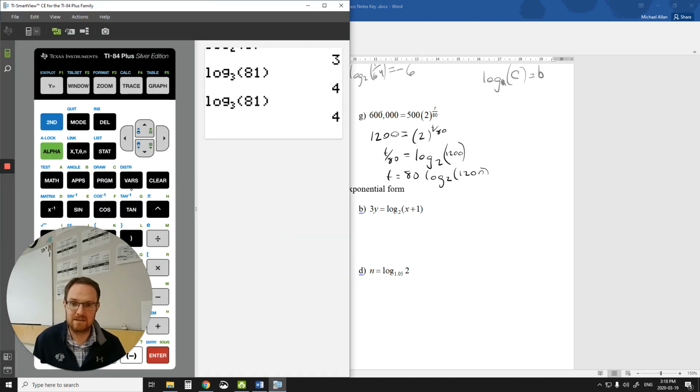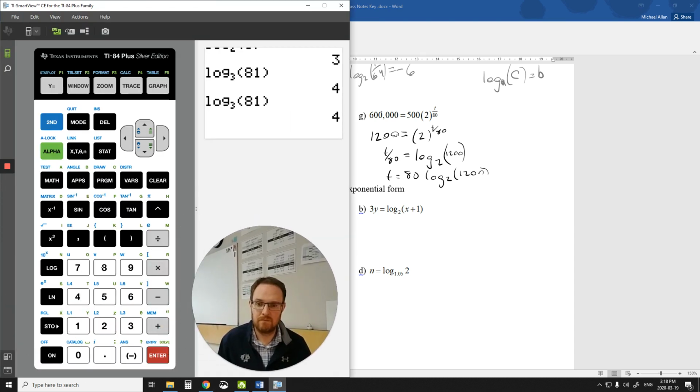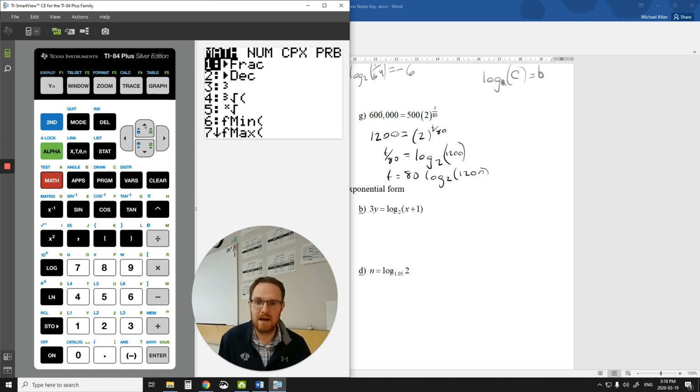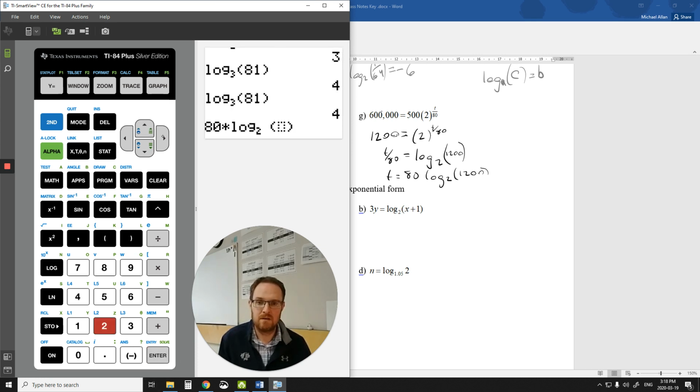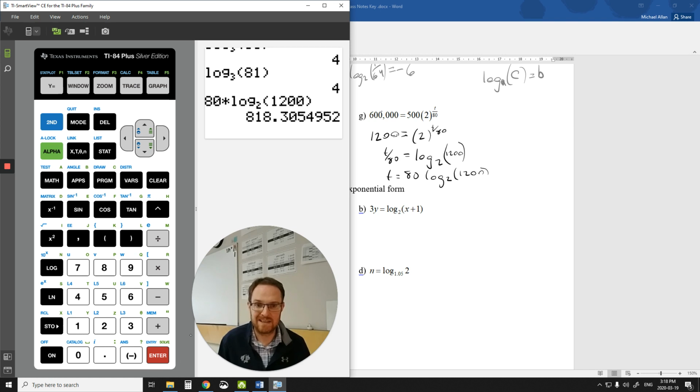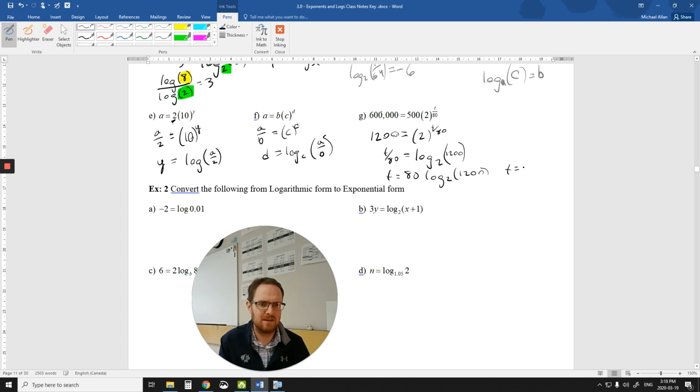So I can go over here and I can say 80 times math, I'm going to go down to a here, log base 2, 1,200. And then we hit enter. It's approximately 818. If you want to, you can go back and verify. You put 818 in this little box up here. Should work out. Okay.